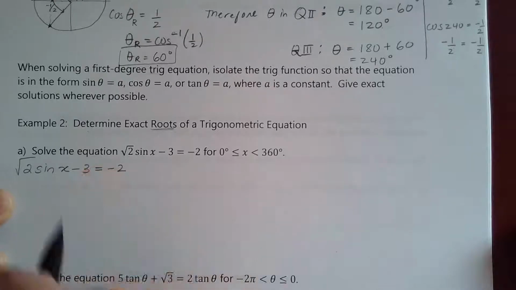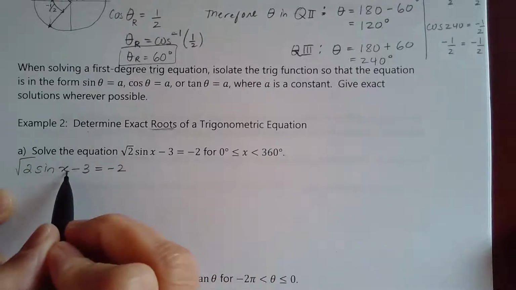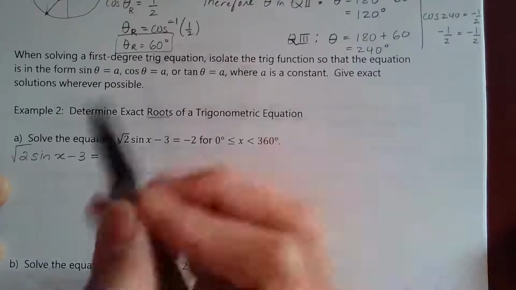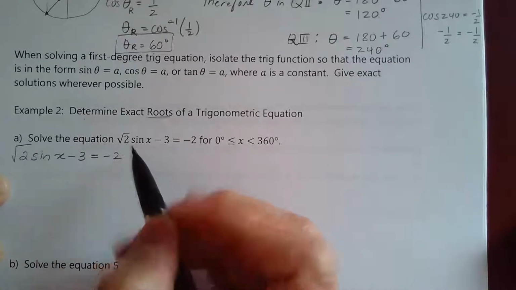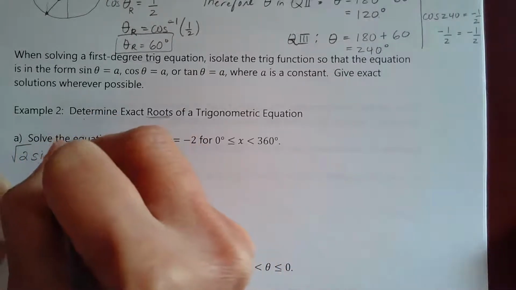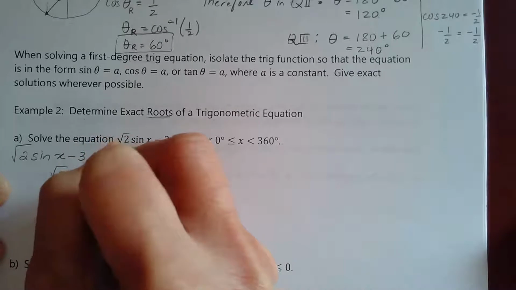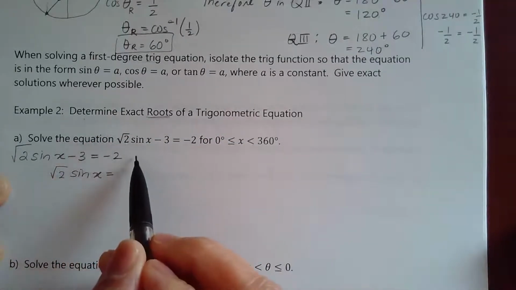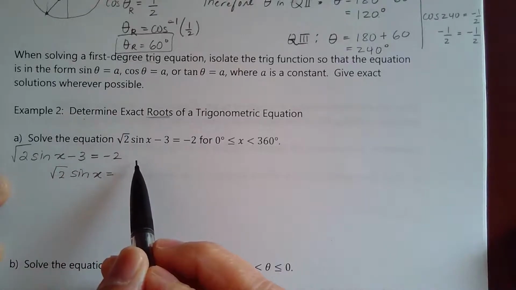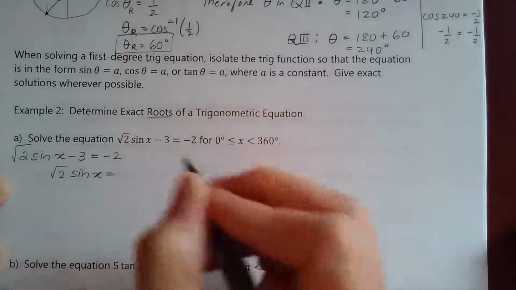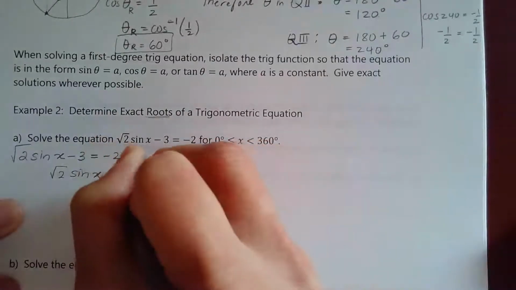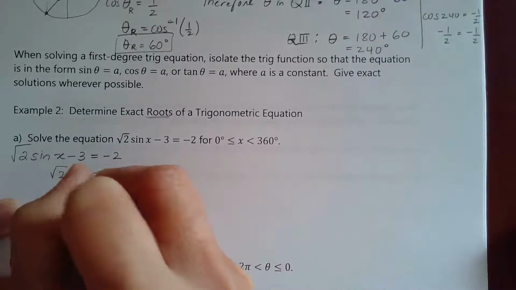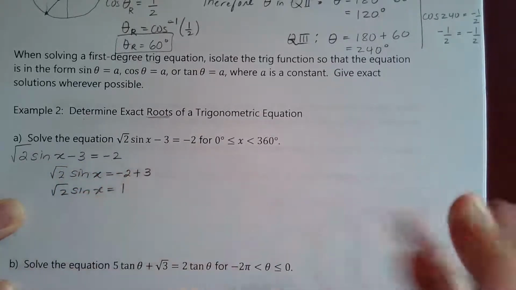What we're going to do is try to isolate x, or at least isolate the sine of x. How do we do that? We're going to take this to the other side of the equation. So it's going to be 2 square root of 2 sine of x equals -2, and if I move this to the other side of the equation, it's going to give us a +3. So we get -2 plus 3. Simplify that: 2 square root of 2 sine of x equals 1.